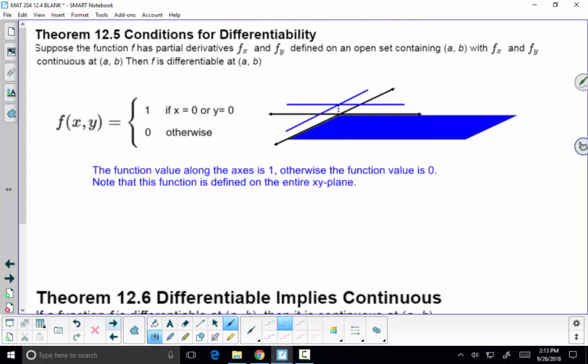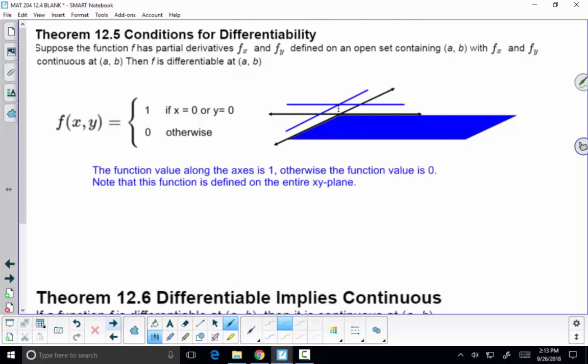But now let's check out this weird example. We had this up here before when we were talking about limits. Let's talk about this same example with respect to partial derivatives at the origin. Again, we have the xy plane, and the function value is going to be 0 unless you're on an axis. If you're on an axis, your function value is 1. So you've got this floating cross up here.